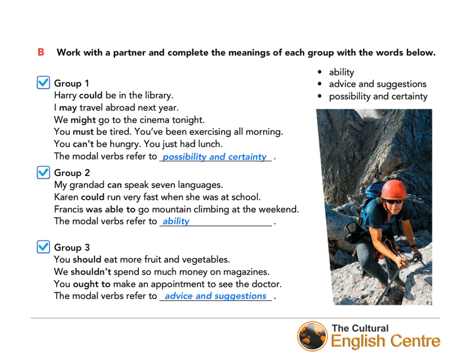And here are the answers. Group 1 represents modal verbs which refer to possibility and certainty. In group 2, modal verbs are used to talk about ability. And in group 3, modal verbs refer to advice and suggestions.